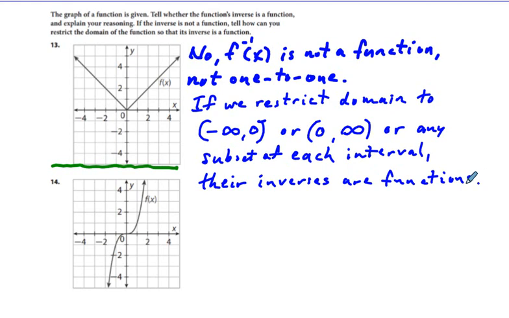So what we have here, let's say we just take this piece from negative infinity to 0. We have this piece right here. Its inverse is going to be just simply flipped across the x-axis. So I'm drawing the inverse of that piece in green. So these are inverses of each other. They are reflections about this line y equals x. Okay, so that's number 13.